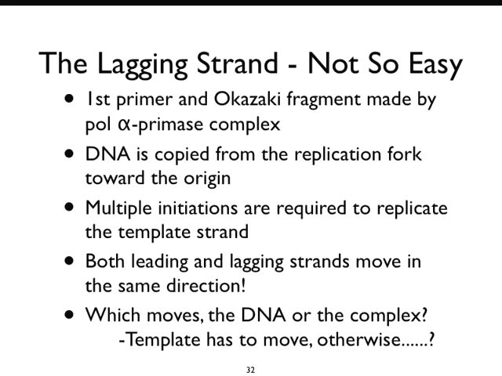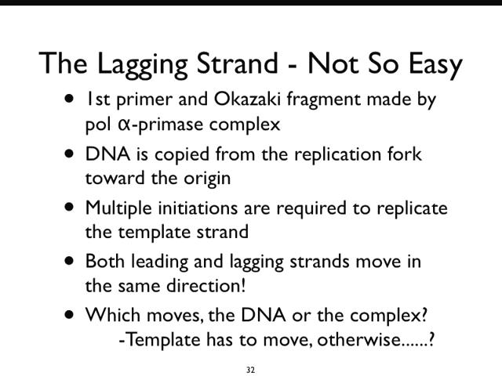The lagging strand is not so easy. The first primers and Okazaki fragments are made by polymerase alpha primase complex. Then the DNA is copied from the replication fork back towards the origin. That's why I said it's going backwards. It's going in the right direction, but it's starting further on up the turnpike. Multiple initiations are required to replicate the template strand. Unlike the leading strand, the lagging strand requires many, many starts.